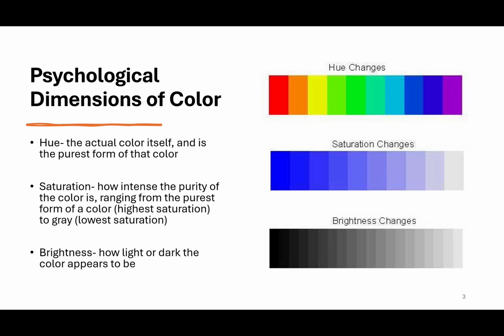Color perception has three main dimensions. Hue, which is what lets us know one color from another. Saturation, which is how pure or intense a color looks. And brightness, which is how dark or light it appears. These three dimensions help describe any color we see.